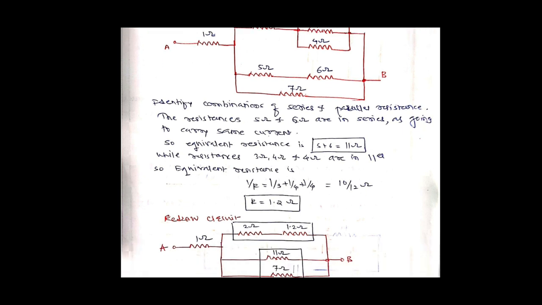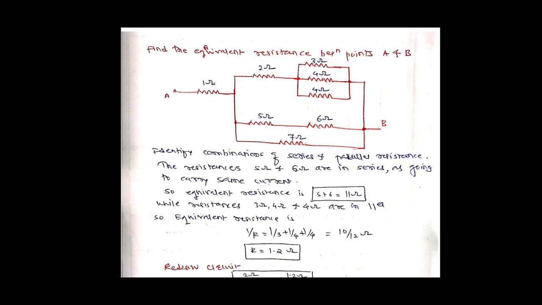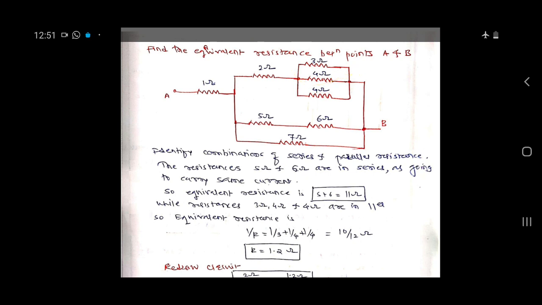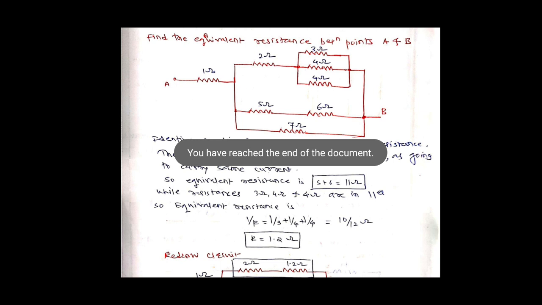In the series connection, the equivalent resistance is 5 ohm plus 6 ohm, so the total equivalent resistance is 11 ohm. While the resistances 3 ohm, 4 ohm and 4 ohm are connected in parallel. So you can use the formula that in a parallel circuit 1 upon R is equal to 1 upon 3 plus 1 upon 4 plus 1 upon 4. Therefore the total resistance is R is equal to 1.2 ohm.